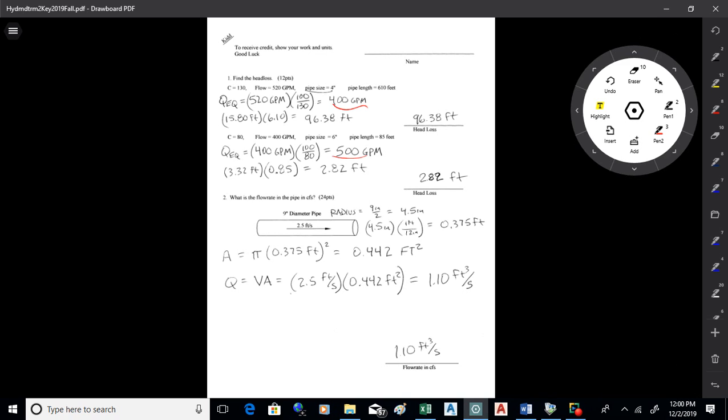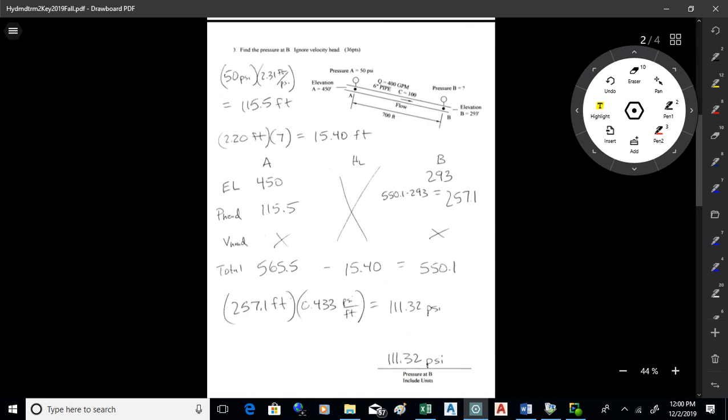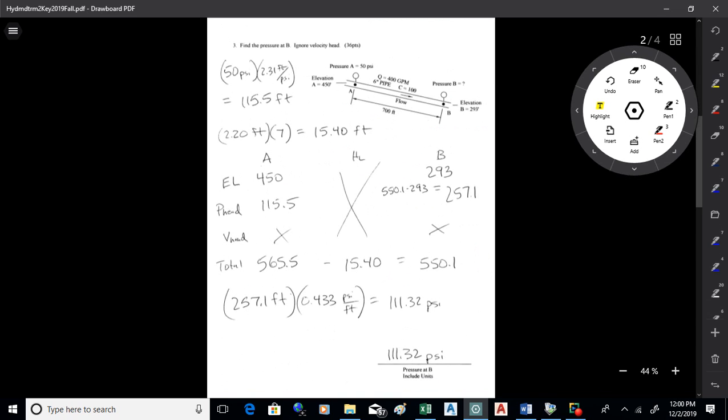Okay, the next one there, the radius is 4.5 inches. You want to convert that into feet. It's 0.375 feet. Pi r squared for a circle gets you 0.442 square feet. Multiply that by the velocity, you get the flow rate, 1.10. Okay. So that one goes.